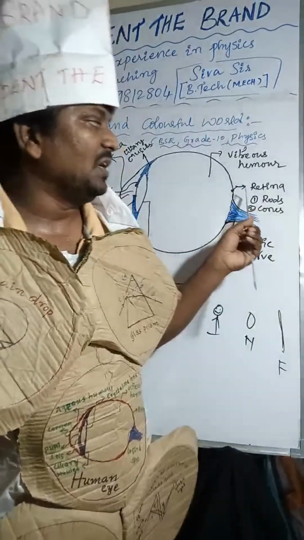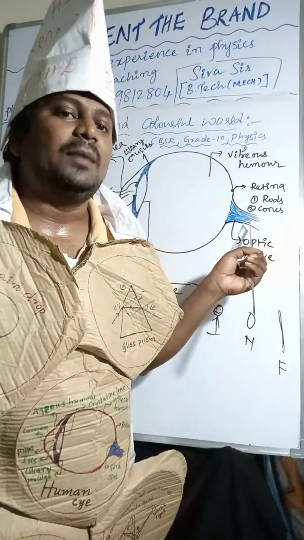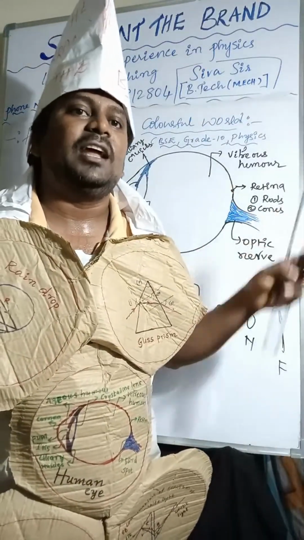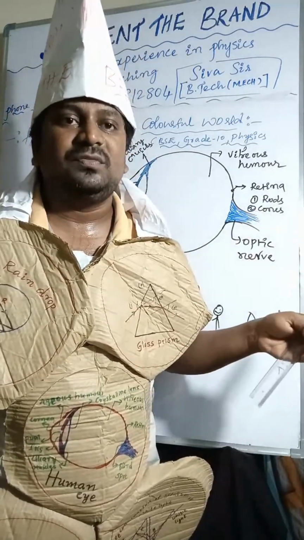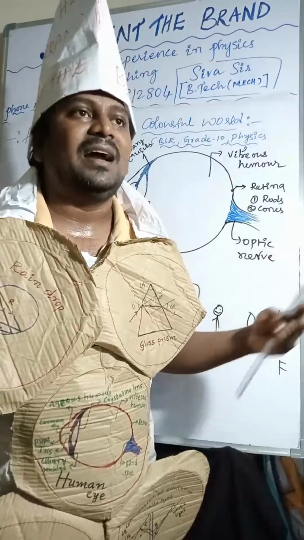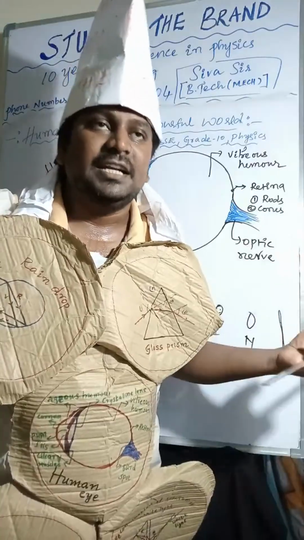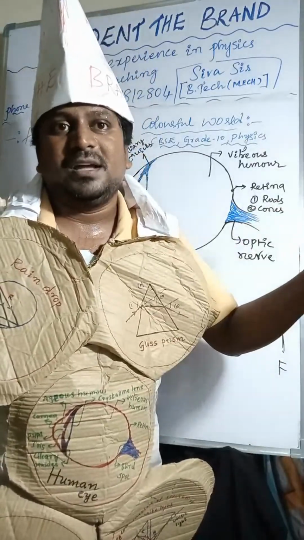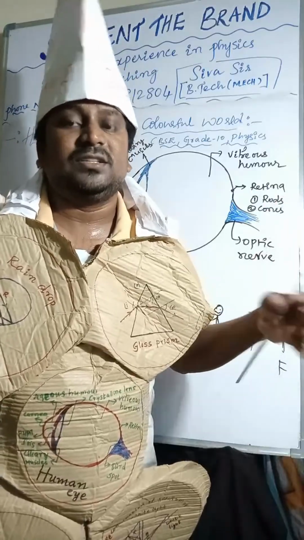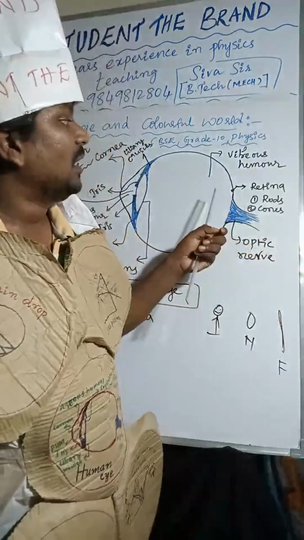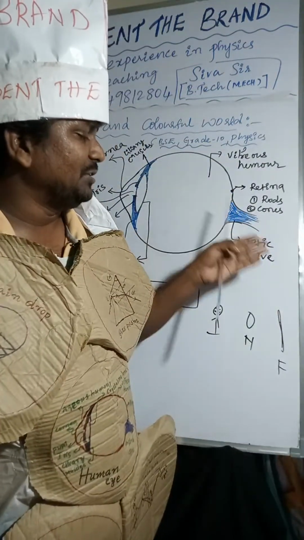That will convert into an electrical signal that will pass to the brain through the optic nerve. After reaching the brain, the brain will add the additional information: how deep it is, how wide it is, how tall it is, and how distant it is from us. Everything it will give, that is 3D information. That is about the image converting into an electrical signal and reaching the brain.